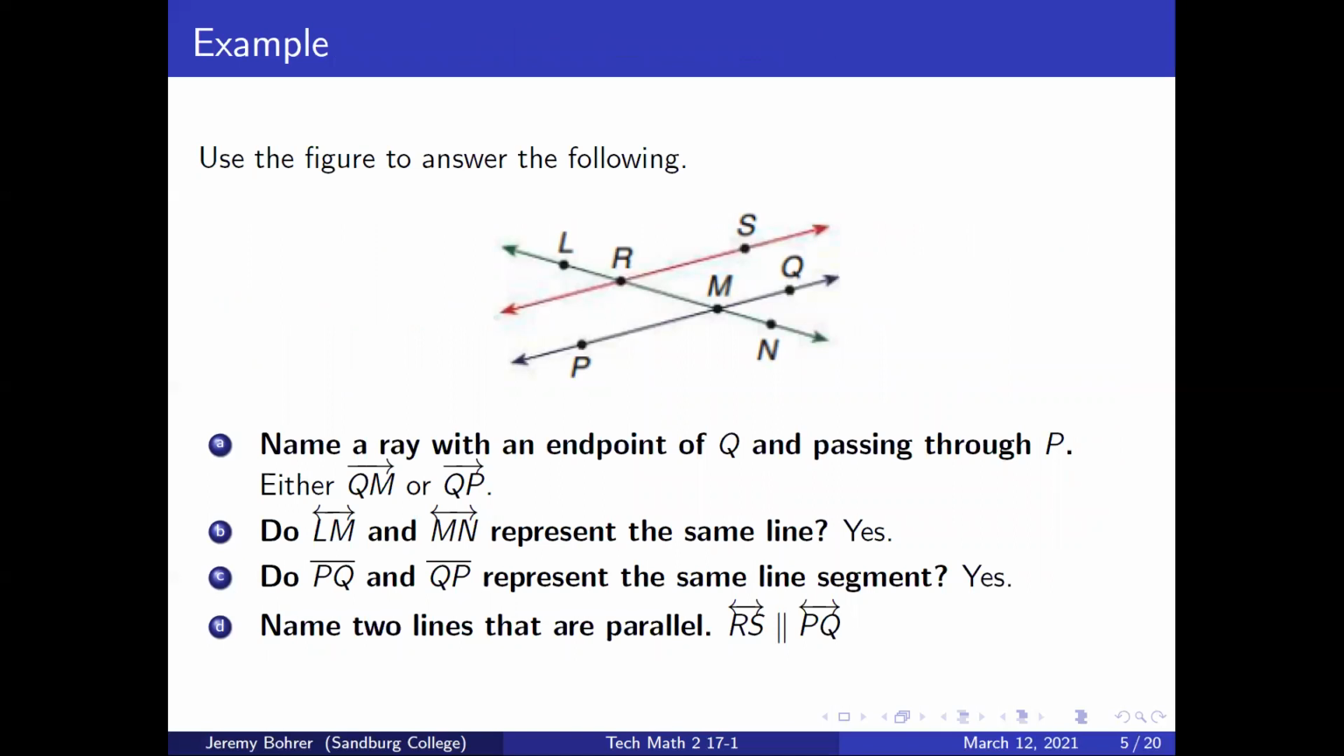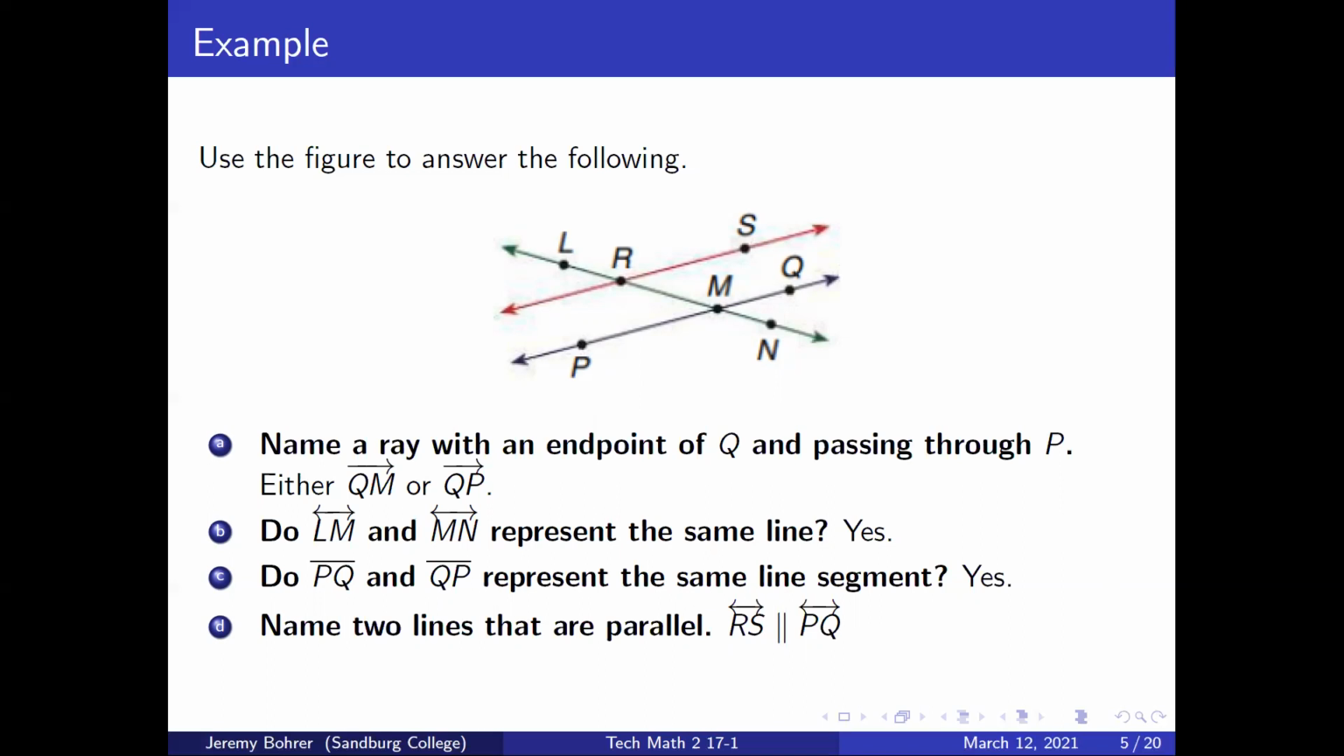Use this figure to answer the following. Name a ray with an endpoint of Q and passing through P. Either ray QM or ray QP will work as a name for this ray. Do line LM and line MN represent the same line? Yes, they do, since L, M, and N are all on the same line. Do line segment PQ and line segment QP represent the same line segment? Yes, the endpoints are in a different order, but they have the same endpoints.